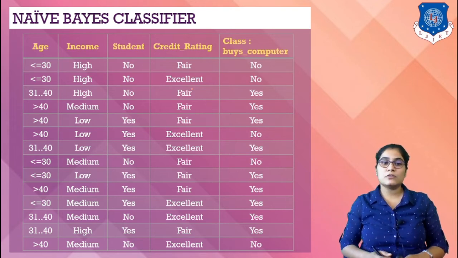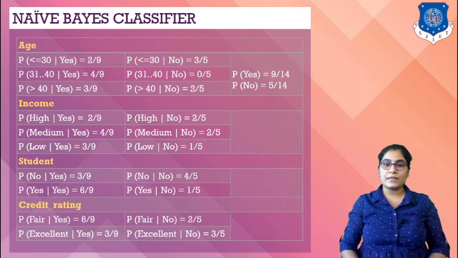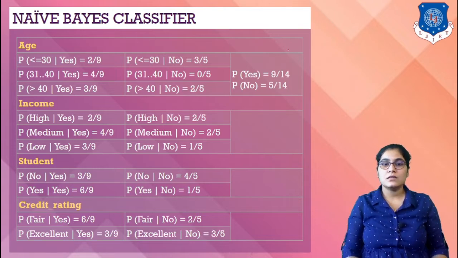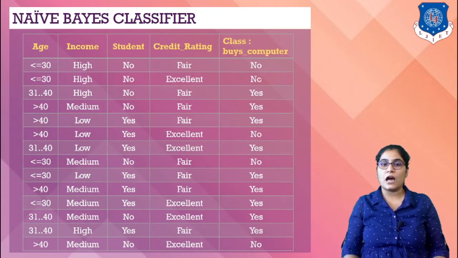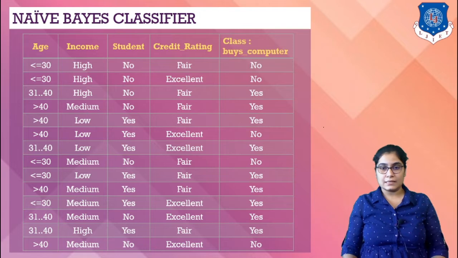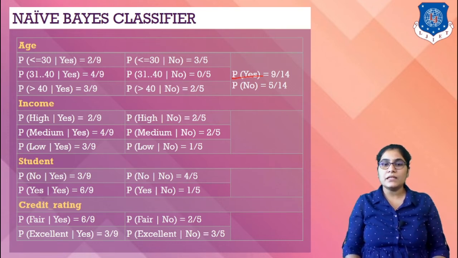So let's start the calculation. First, we need to find out the probability of yes, which is stated here. For finding out this probability, we first need to calculate how many tuples we are considering. In this example, we have a total of 14 records. Out of these 14 records, how many have the class label yes? As you can see in this table, we have a total of 9 records that have the class label yes. And that is why the probability of yes is 9/14.